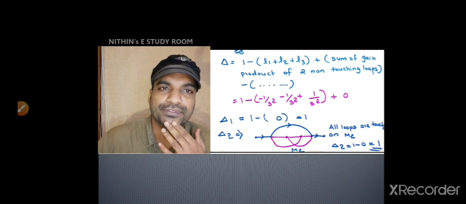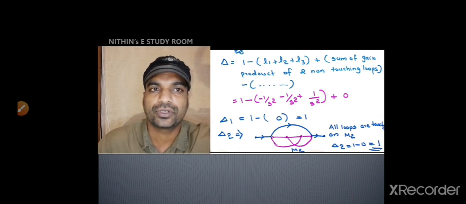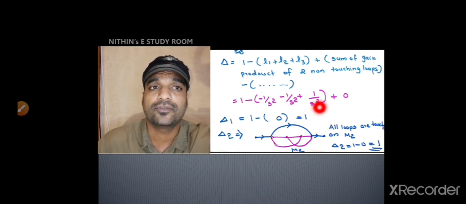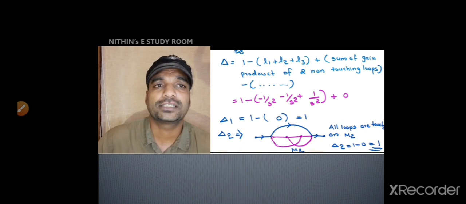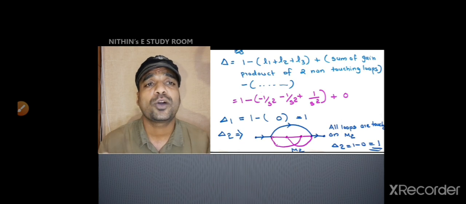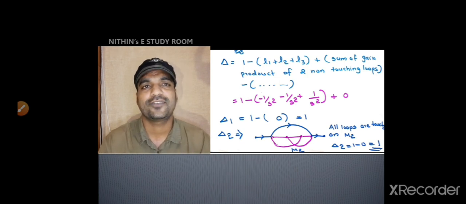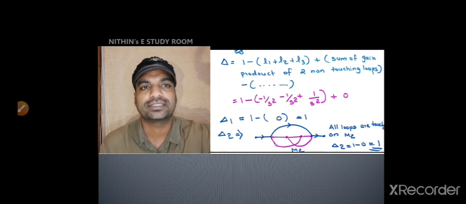Now I am going to substitute: 1 minus, first loop is minus 1 by S square, second loop again minus 1 by S square, and third loop again 1 by S square. So plus 0. Okay, so 1 minus 1 by S square minus 1 by S square plus 1 by S square, that is the value of delta. And now delta 1. Delta 1 is the first forward path that is coming from 1 to 6.